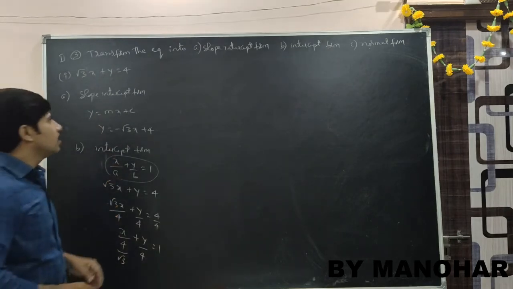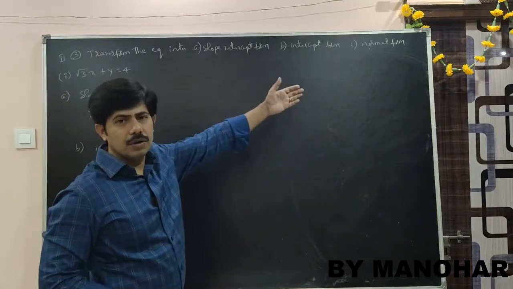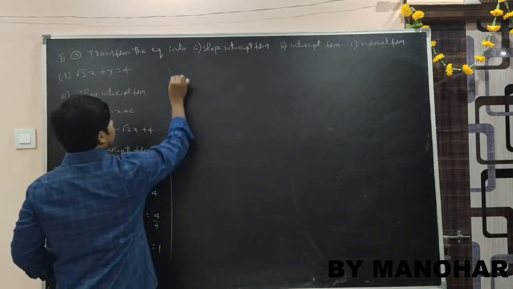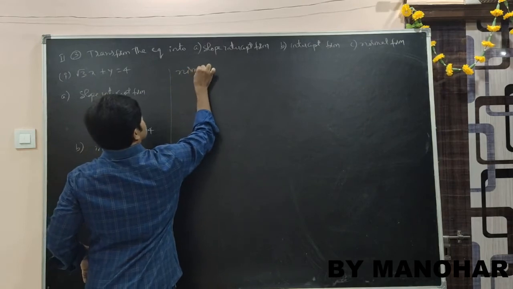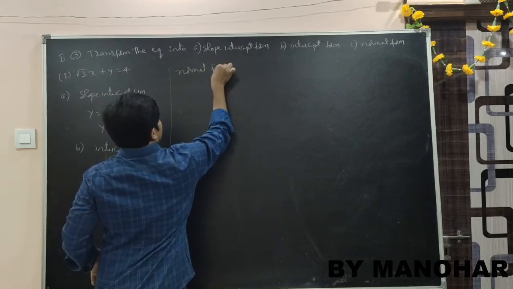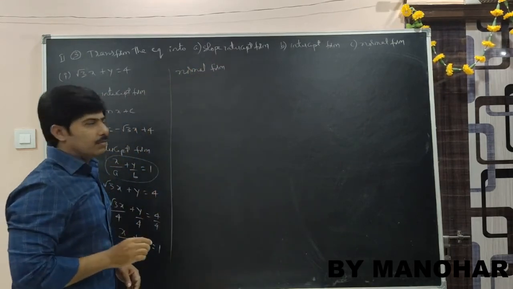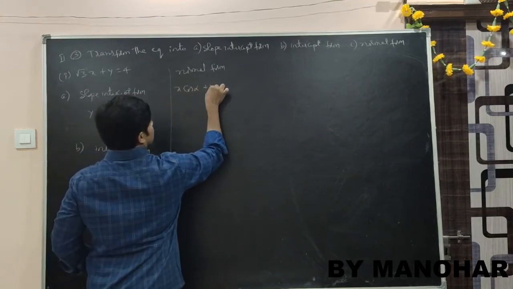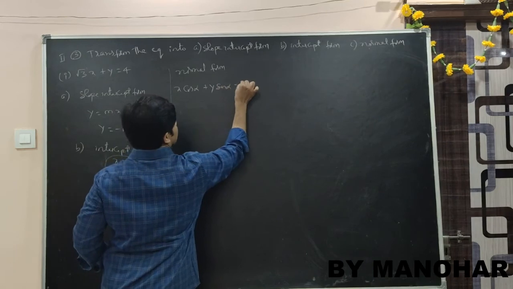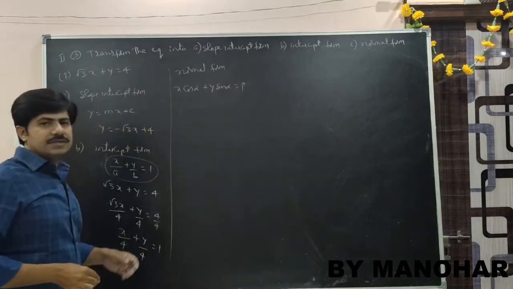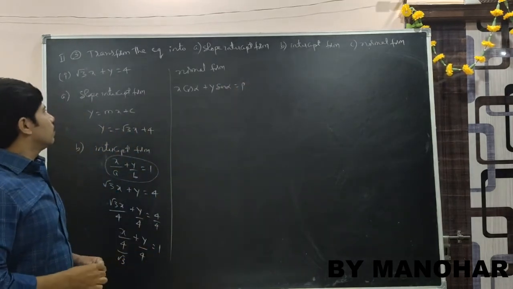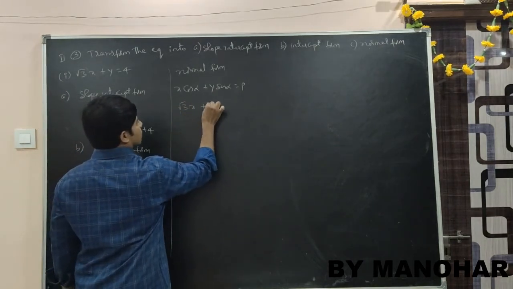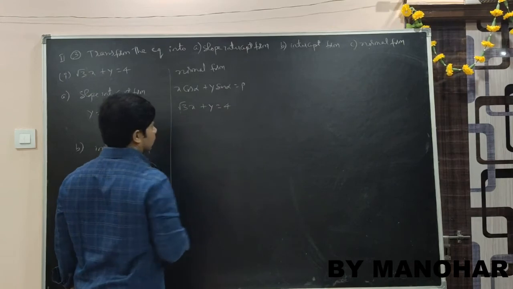Then after that, what we have is normal form. So here I write normal form. Before doing normal form, first we write what is normal form. Normal form is nothing but x cos alpha plus y sin alpha is equal to p. Okay, this is a normal form. So first I write this equation, that is root 3x plus y is equal to 4.